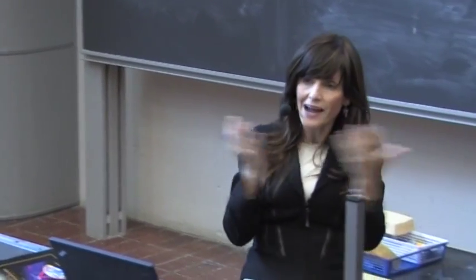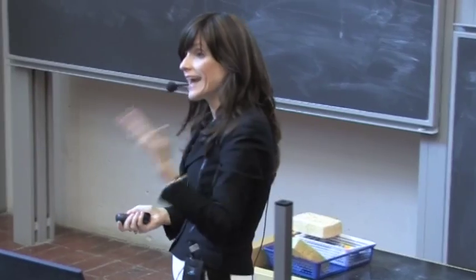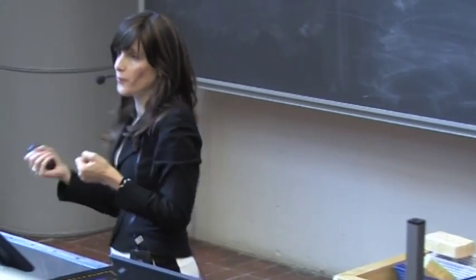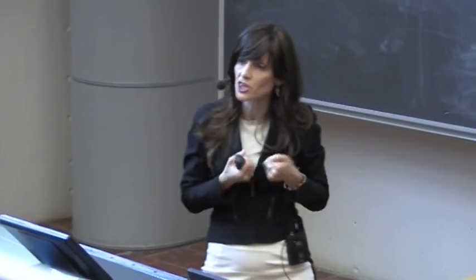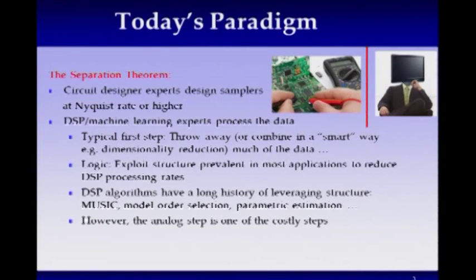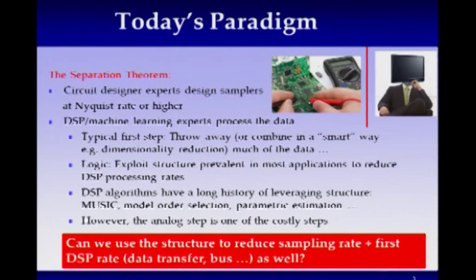Really you'd like to combine these blocks and say that if at the end you could get away with throwing away the data, if at the end you could do dimensionality reduction, then why not do it at the beginning? Why not start off by only sampling the data that we need, instead of sampling at a high rate and then throwing it away? Okay, so this is really the punchline of what we want to show today.